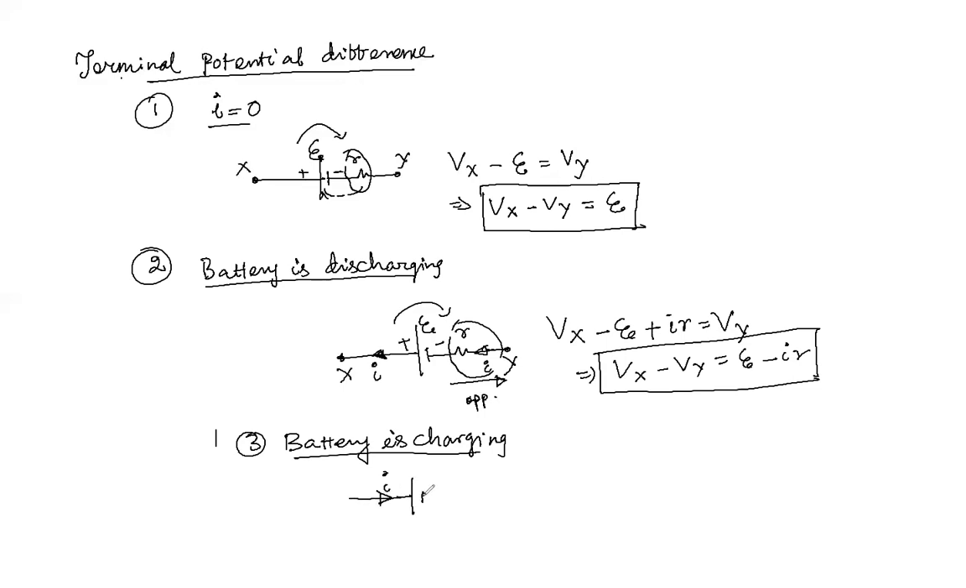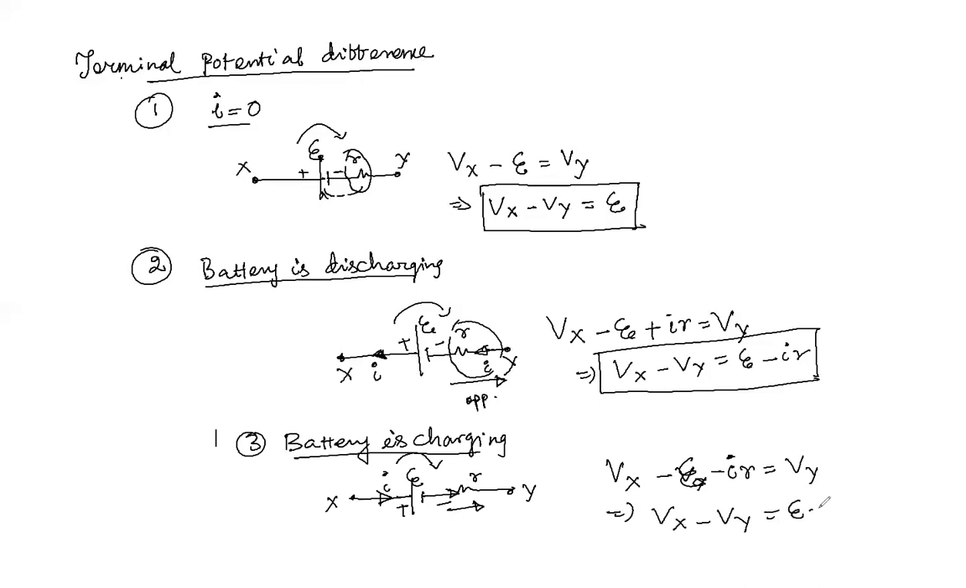So in that case, we do write here Y and this is X. So we can write Vx. Now we are moving from positive to negative, same, it is Vy, but this time the current is entering. So we are moving along the direction of the current, so we are going to write it as Vx minus E minus IR should be equal to Vy. So we can write down Vx minus Vy is equal to E plus IR.